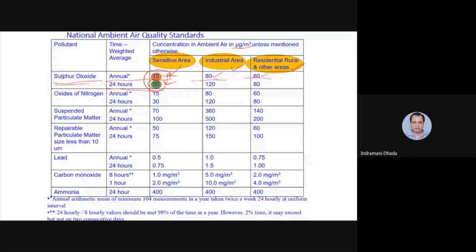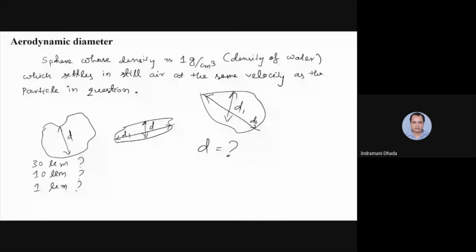Now coming to pollutants. So what are the pollutants? Like we know the pollutants may be liquid, may be gas. Suppose it is a solid. Solid means what? Anyone?